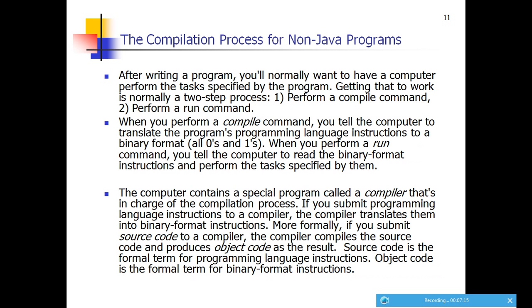Why? The compilation process for non-Java programs. After writing a program, you will normally want to have a computer perform the task specified by the program. Getting that to work is normally a two-step process. One is to perform a compile command, the second is to perform a run command. When you perform a compile command, you tell the computer to translate the programming language instructions to binary format. When you perform the run command, you tell the computer to read the binary format instructions and perform the task specified by them.